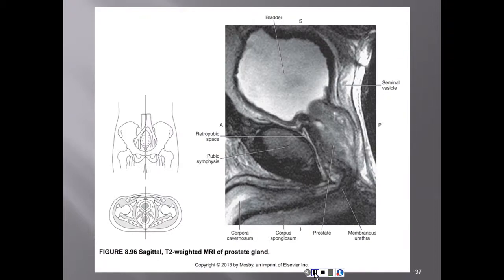Sagittal T2 weighted MRI of the prostate gland. This image right here can be found on page 543 if you are indeed following along in your textbooks. So here you want to be able to identify the seminal vesicle, the retropubic space, because it's the pubic bone, so the retropubic space. Males and females have retropubic space, as well as the prostate.